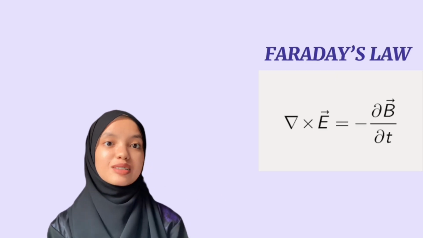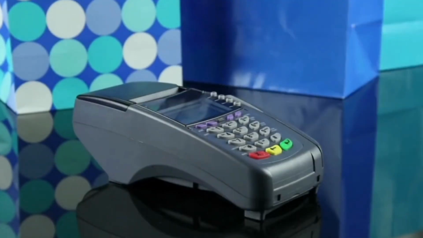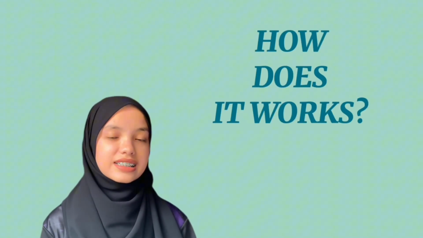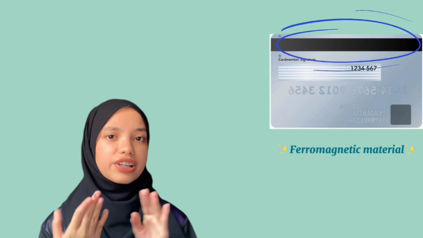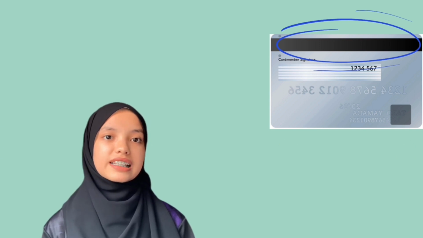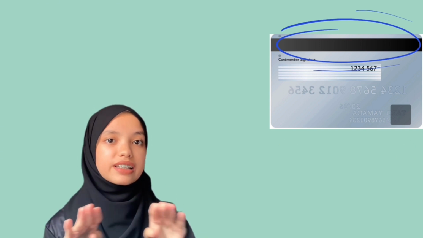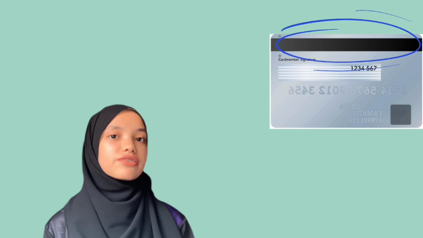One of the applications for the third Maxwell equation is the magnetic card reader. Let me share with all of you how the card reader works. As we can see, on the back of the card, there is a magnetic stripe which contains a layer of ferromagnetic material, typically iron oxide, embedded with a plastic substrate with information stored in it. This material helps it to retain its magnetic properties even after an external magnetic field is removed.